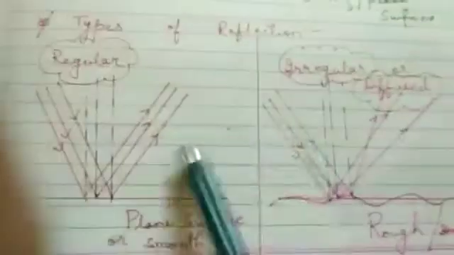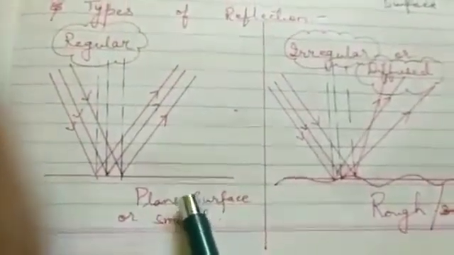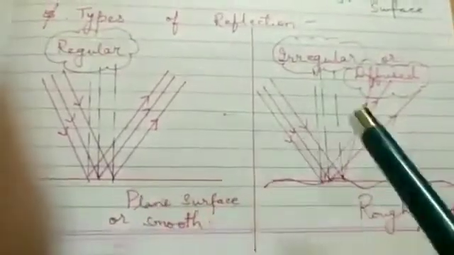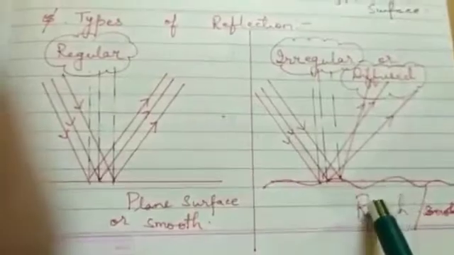So there is a difference between regular reflection and irregular reflection. We cannot see objects in regular reflection, and we can see objects properly in irregular reflection.